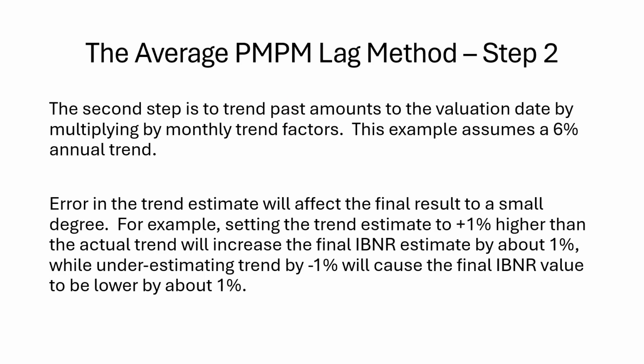Next, past amounts are trended to the valuation date by multiplying by monthly trend factors. This example assumes a 6% annual trend. Error in the trend estimate will affect the final result to a small degree. For example, setting the trend estimate to 1% higher than actual will increase the final total IBNR estimate by about 1%, while underestimating the trend by minus 1% will cause the final total IBNR value to be lower by about 1%.